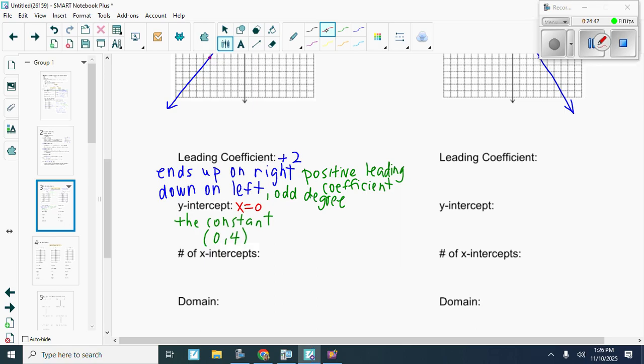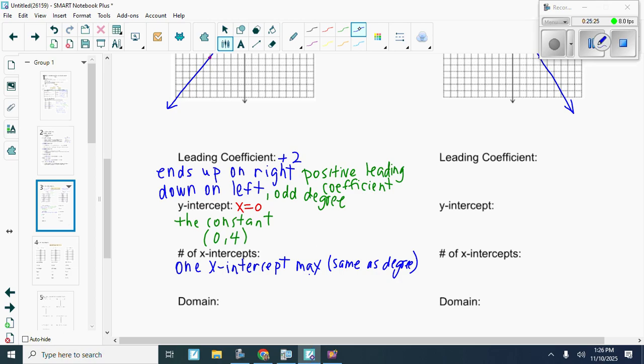Now this is saying the number of x-intercepts. So there is one x-intercept max. Same as the degree. The reason I use the word max is because when we get to other degrees, this is the same as the degree.